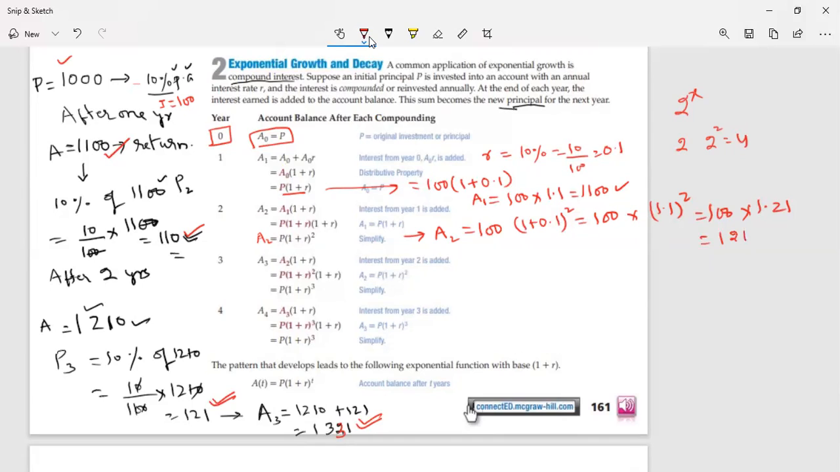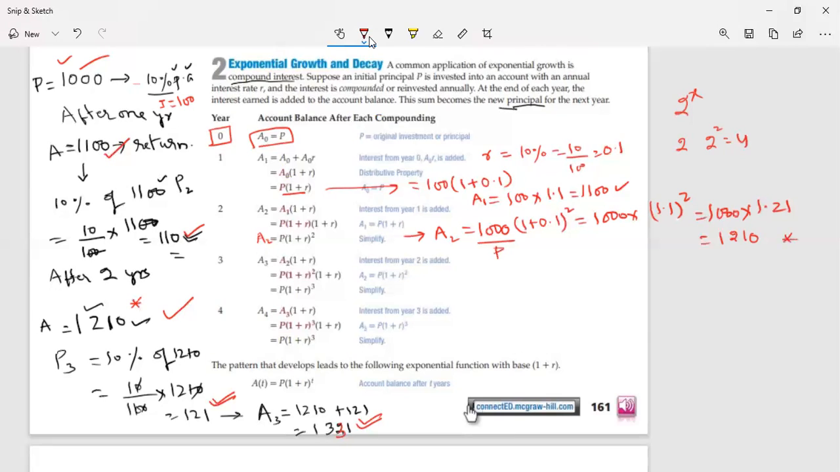1, 2, 1, 0. Because 1200 after the second year, 1210. This is 1000, not 100. Sorry. This is the initial amount we are putting here. P is the initial amount. So 1000 multiplied, we are getting 1210, which I calculated here. This is after 2 years.